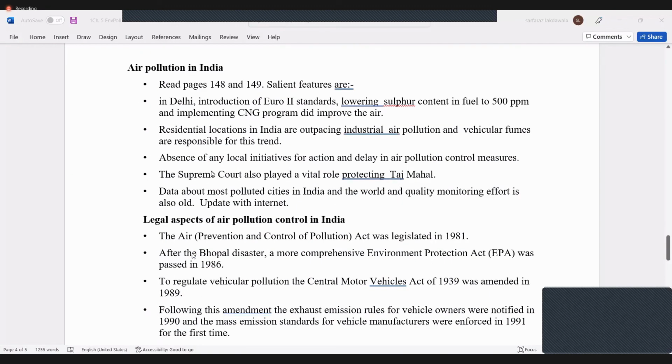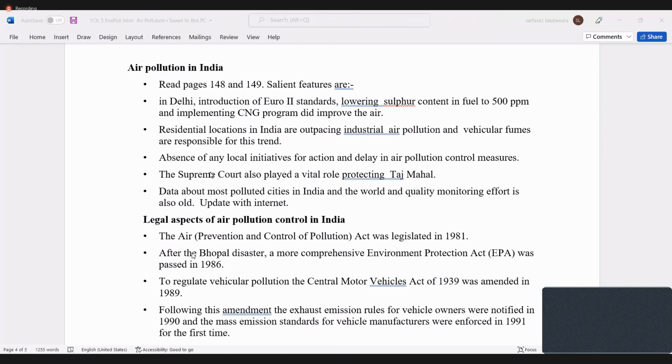Residential locations in India are outpacing industrial air pollution. The pollution in residential areas is more than the pollution in the industrial areas in some states. That is because of the overuse of vehicles and the fumes coming out from the burning of diesel and petrol. Absence of any local initiative for action and delay in air pollution control. Delhi, as such, has taken some local initiatives like alternate day traveling. Places like London, there are certain areas where if you travel, you pay because of the traffic.